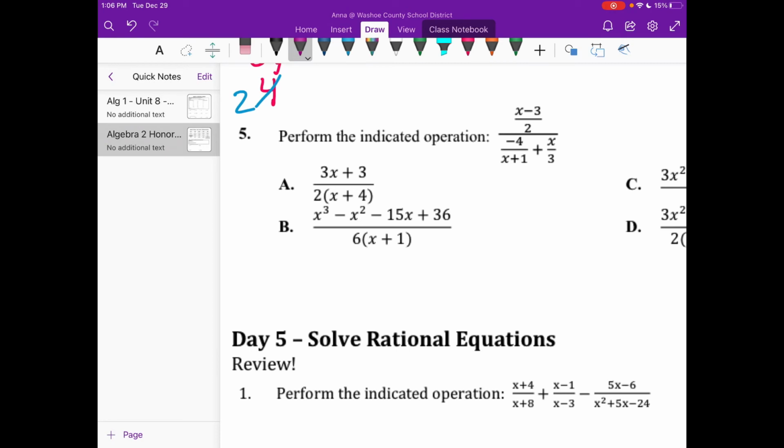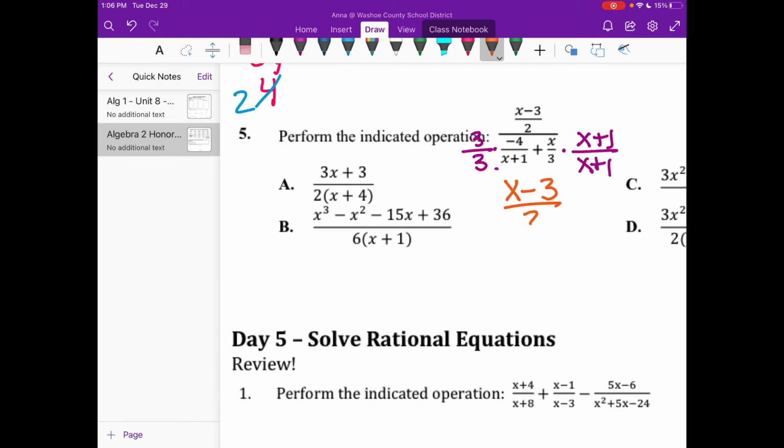So the top is good. The bottom, let's go ahead and change those. So we have x plus 1 and we have 3. There's no way to change the x plus 1 into a 3 or the 3 into an x plus 1. So we do have to multiply them by each other. So times 3 over 3, and times x plus 1 over x plus 1.